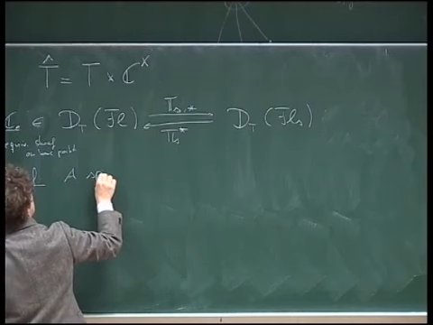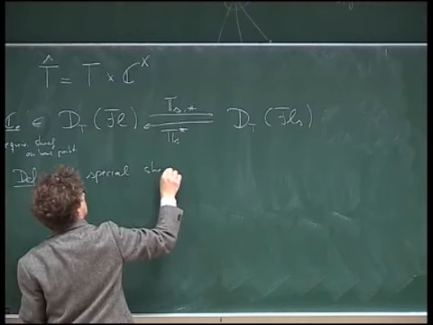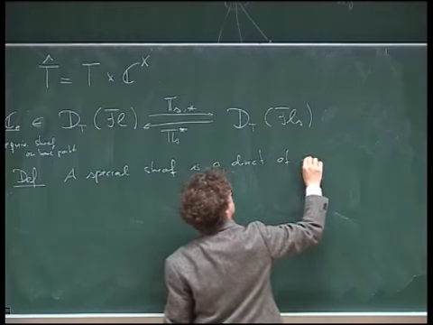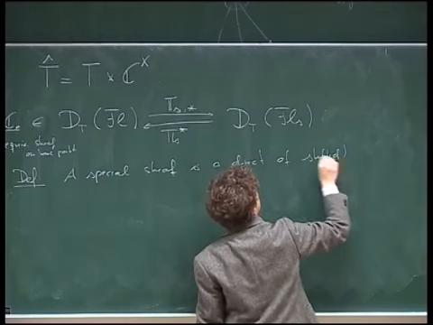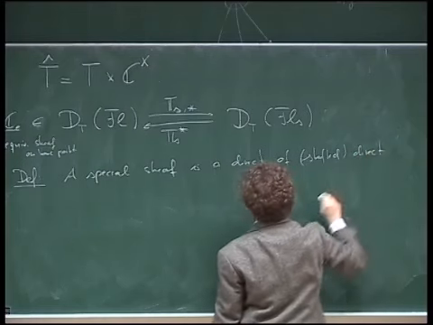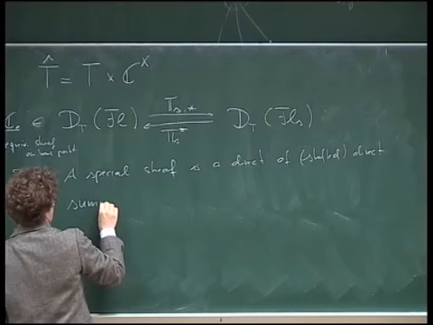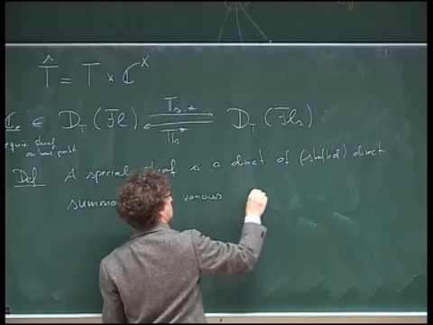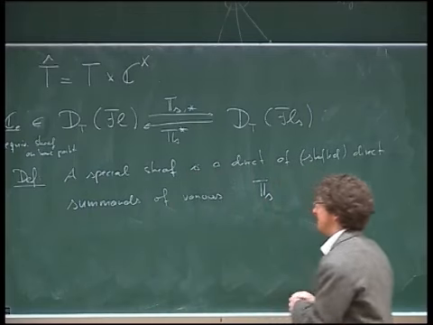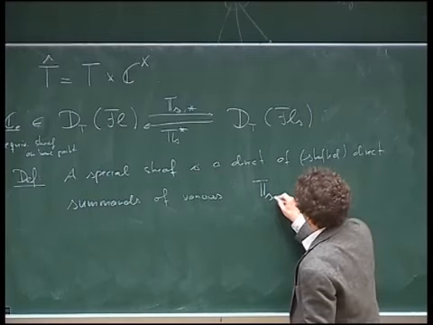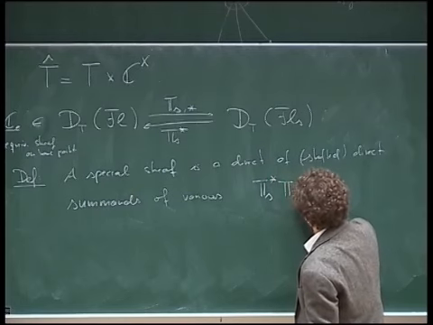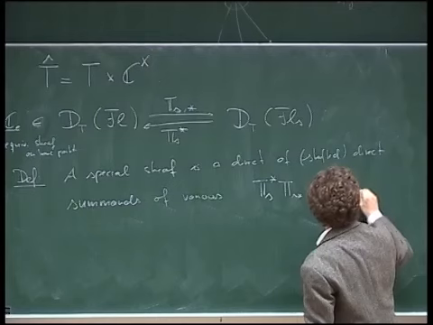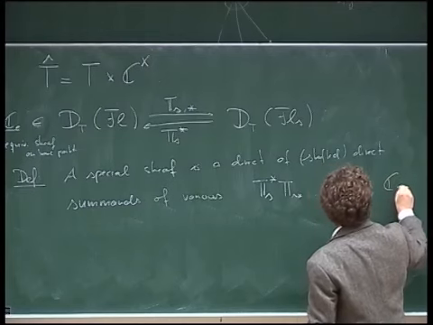A special sheaf is a direct sum of shifted direct summands of various sheaves that we obtain by pushing forward and pulling back in various ways our base sheaf.